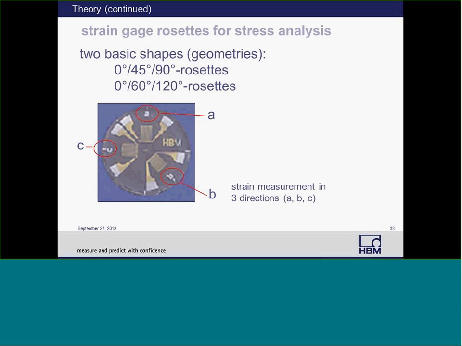Another opportunity is the strain gauge rosette for stress analysis. We have 2 basic shapes: 0, 45, and 90-degree rosettes, or 0, 60, and 120-degree rosettes. And this allows you to have strain measurements in 3 directions, A, B, and C.